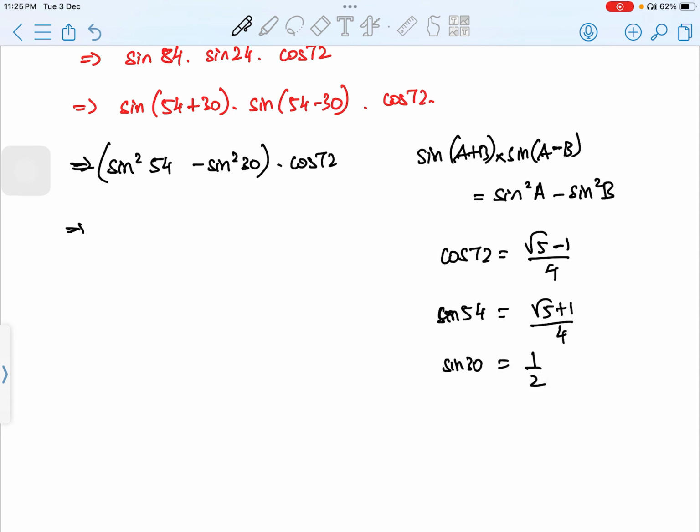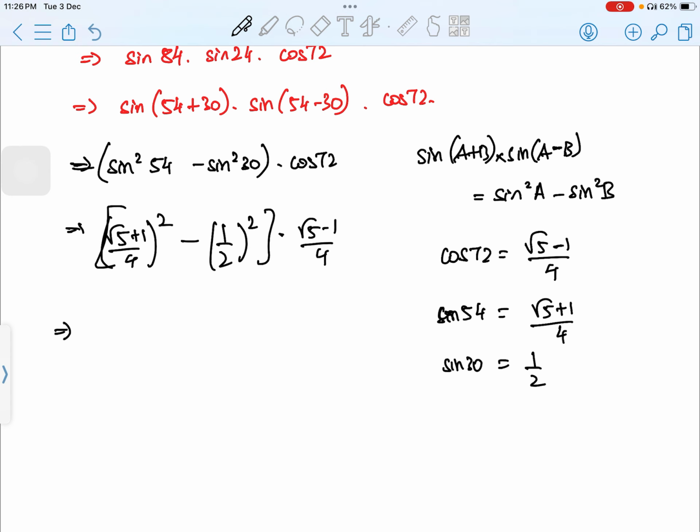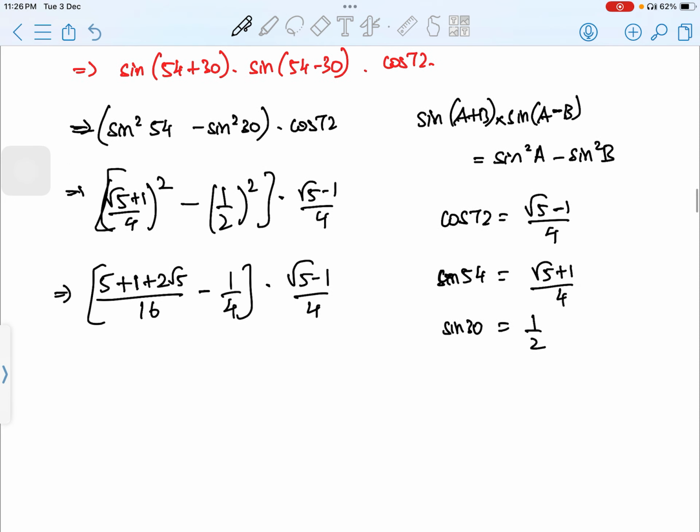1 by 2. So root 5 plus 1 by 4 the whole square minus 1 by 2 the whole square, multiplied with root 5 minus 1 by 4. When you simplify, first one will be root 5 into root 5, a plus b whole square, 5 plus 1, 6, plus 2 root 5 divided by 16, minus 1 by 4, times root 5 minus 1 by 4. So this is nothing but 6 plus 2 root 5 by 16 minus, if you take LCM now, 4 by 16 it will be there, into root 5 minus 1 by 4.